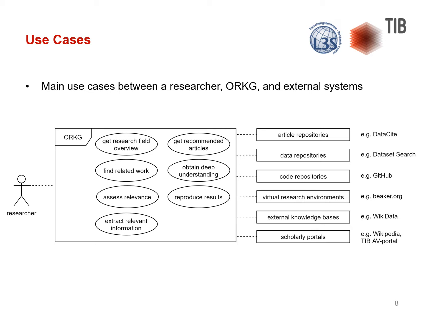Is this paper relevant for my research question? For that, the system should highlight the most important text passages in the paper. For instance, text passages that describe the research problem or the yielded results. The system should also support the researchers by extracting relevant information for the particular research questions at hand.